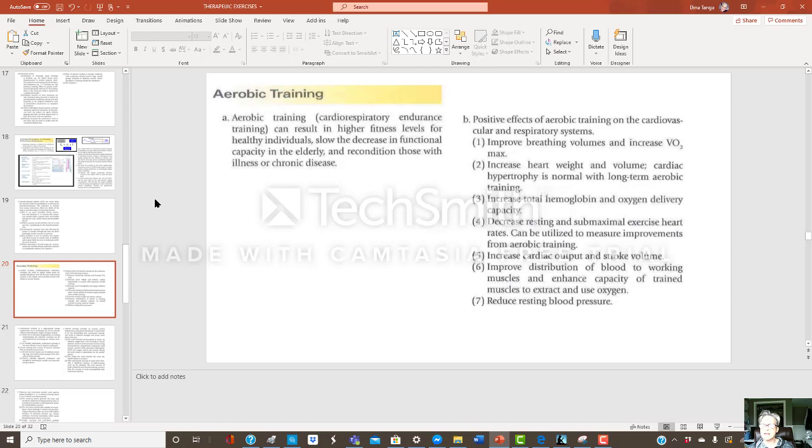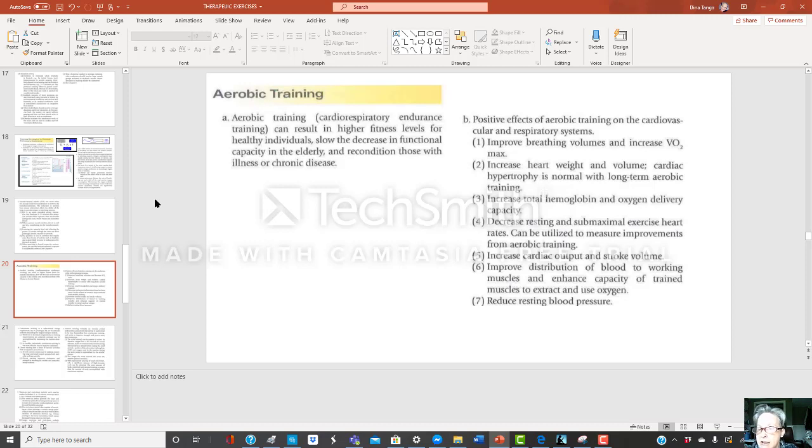Improve breathing volumes and increase VO2 max. Increase heart weight and volume. Cardiac hypertrophy is normal with long-term aerobic training. Increase total hemoglobin and oxygen delivery capacity. Decrease resting and submaximal exercise heart rates.